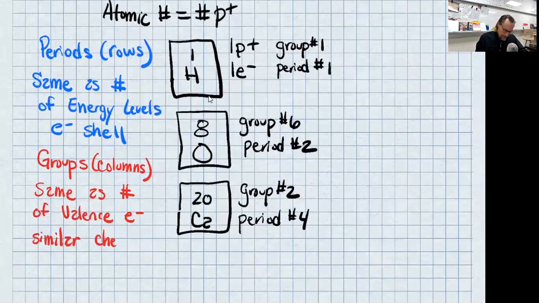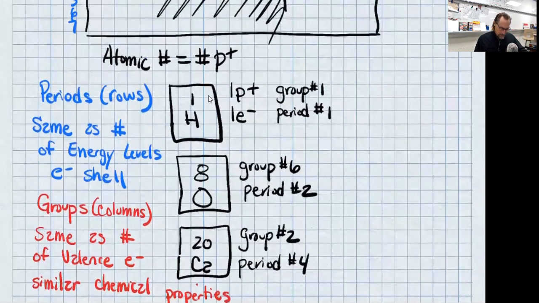chemical properties. Okay, I misspelled that. Let's try that again. P-R-O-P-E-R. There we go. Similar chemical properties. And it's, again, because they have the same number of valence electrons.